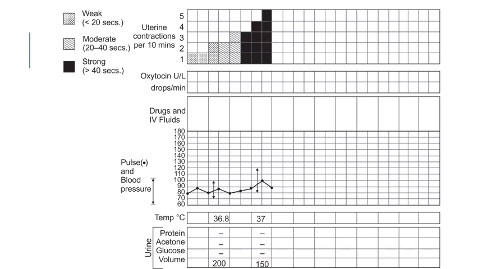Next, if we are using oxytocin, we need to mention the units per liter of oxytocin used and drops per minute. Any other drugs and IV fluids that are used need to be written here. The pulse and blood pressure are recorded here. Pulse is by dotted lines which are joined, and blood pressure, systolic and diastolic, is recorded by two-headed arrows. The temperature record is also maintained, and urine for protein, acetone, glucose and volume is plotted in the lower part.